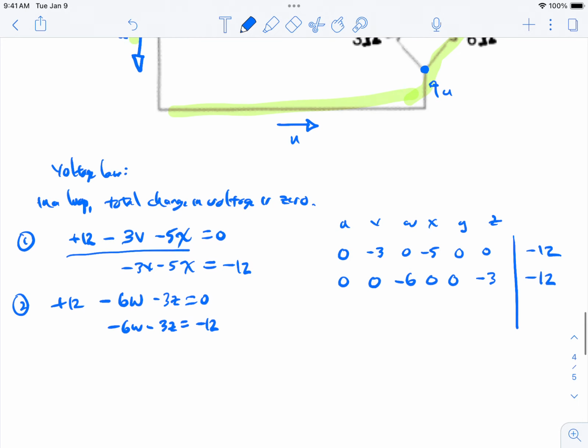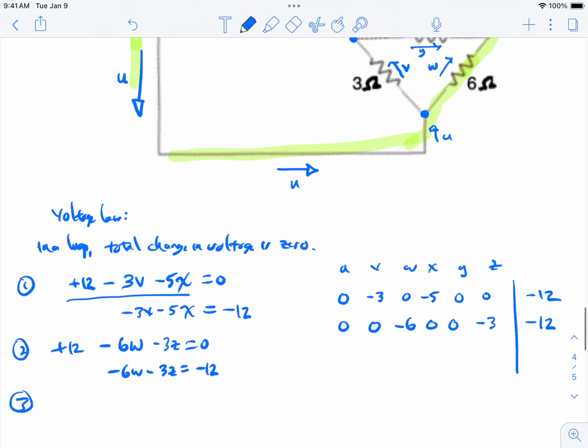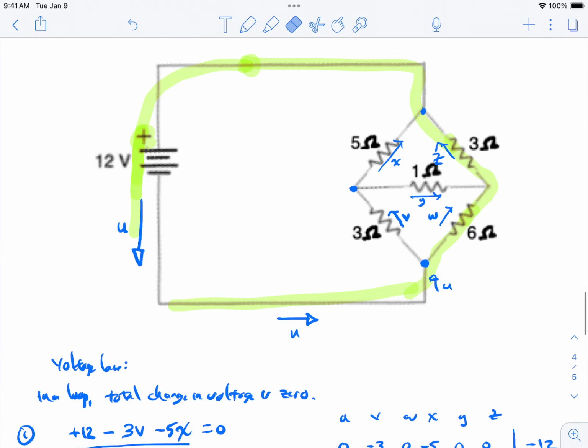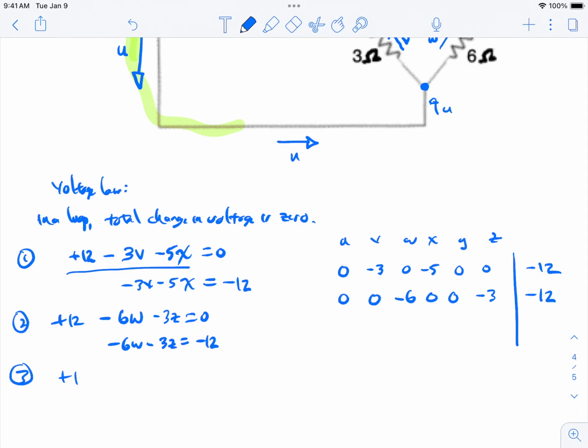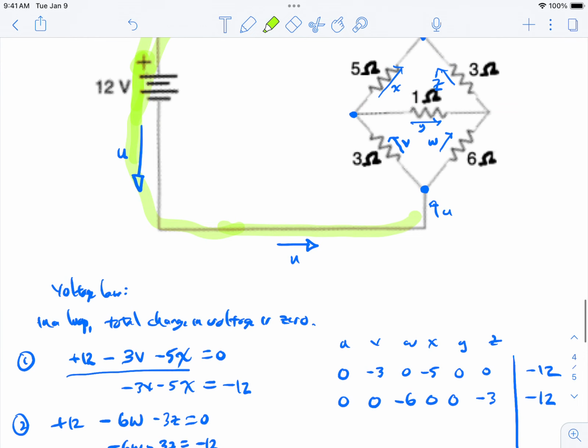Okay, I'm going to walk one more way around this thing. Is there another way to walk? Yes, there is another way to walk around this thing. Start here, come around. I see the plus 12 volts again. So I'm getting ready to write my third equation. Plus 12 volts. And I'm following the arrows, so I'm going to go this way again.